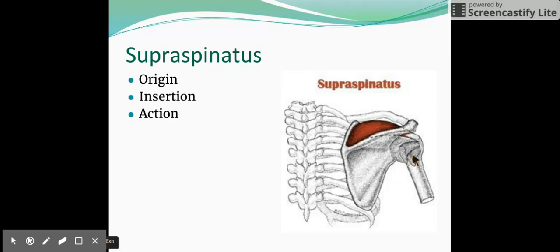That's why the rotator cuff muscles are called rotator, because they rotate the arm. So all of the actions for these rotator cuff muscles are going to be to rotate the arm.